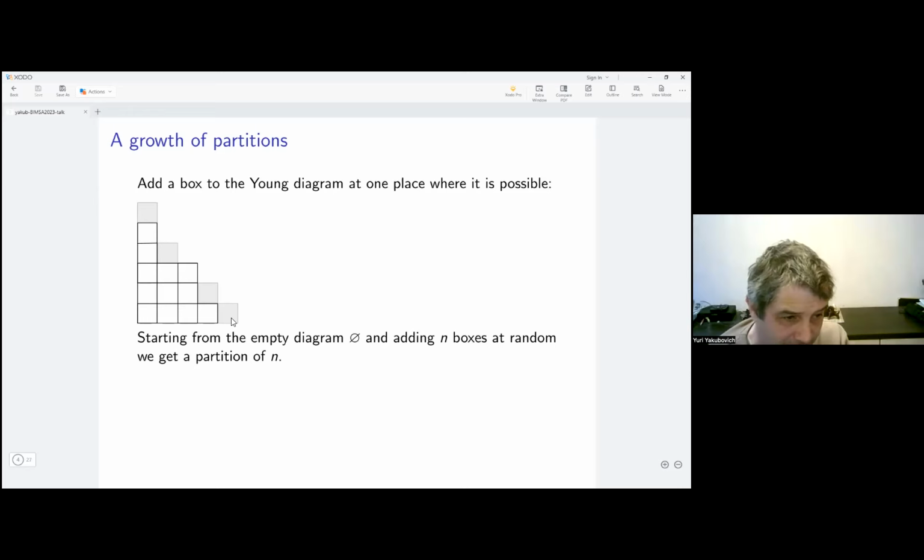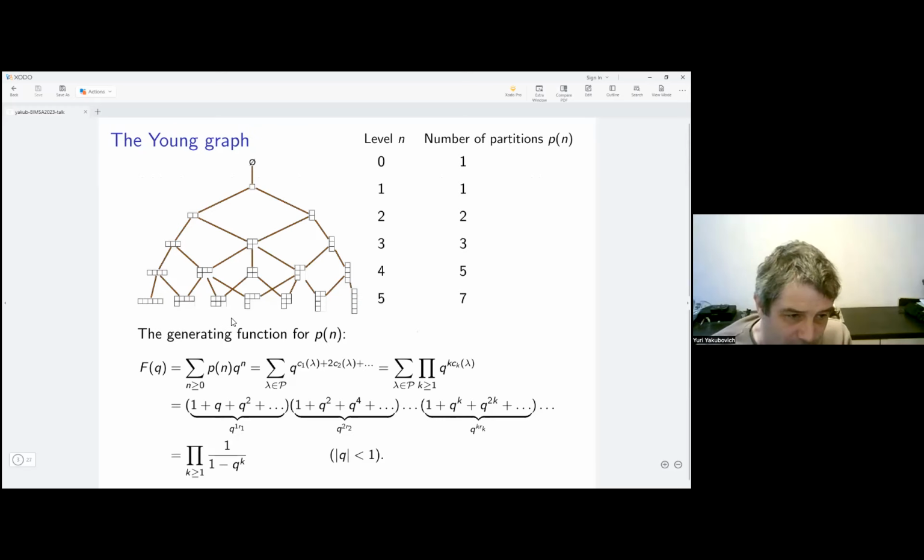and we can do it in some deterministic way, but actually it corresponds to a path of this Young graph. This procedure of adding a box corresponds to a path which ends up in a certain partition on level n after n boxes are added.